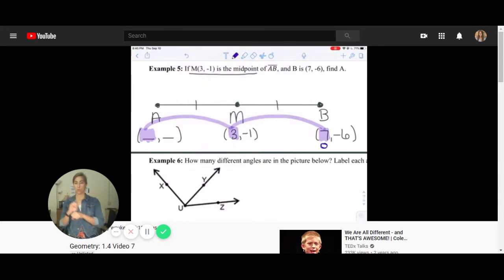So I'm going to start over here by the 7, which is the x value of point B. Now, to get from 7 to 3, I have to subtract 4, which means since M is the midpoint, I would also need to subtract 4 from 3, and that means that my x value for A is -1.